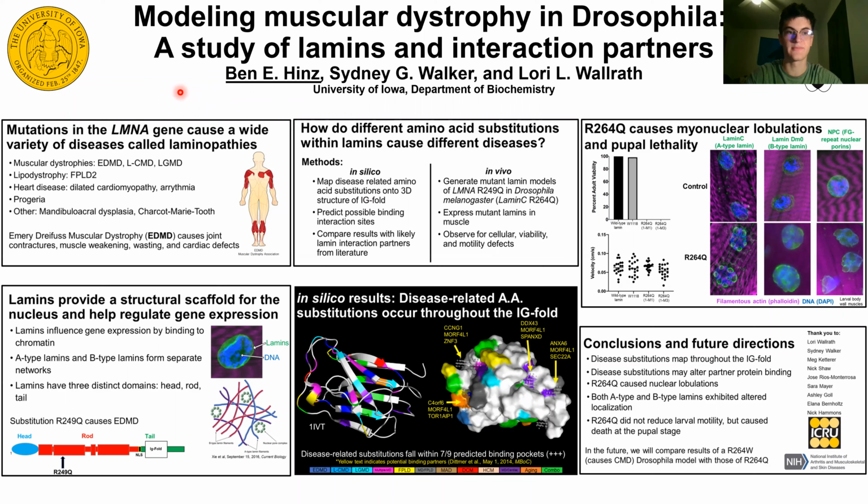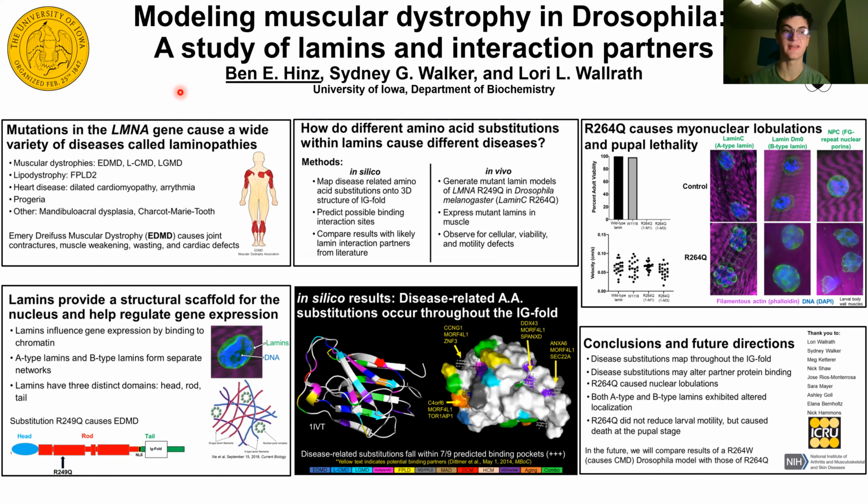Hello, and welcome to my presentation, Modeling Muscular Dystrophy in Drosophila, a study of lamins and interaction partners. Our lab is interested in the human gene LMNA, which, when mutated, can cause a wide variety of diseases known as laminopathies. These include muscular dystrophies, lipodystrophy, heart disease, progeria, and other rare diseases.